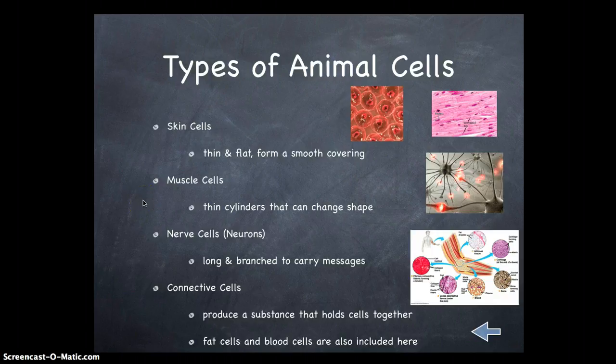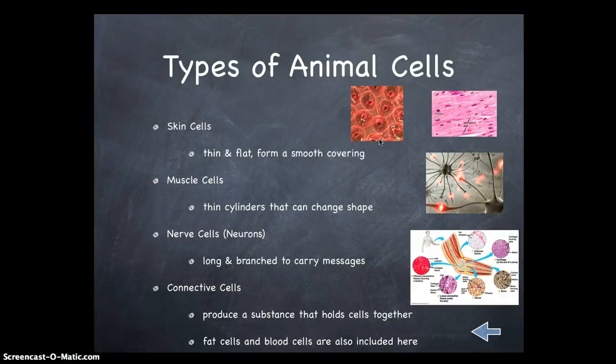Animals have four main types of cells. They have skin cells, or using the big fancy word, epithelial cells. They're thin and flat. They form a smooth covering. We find that on the outside skin of an organism. We can also find that type of cell covering an organ within an organism. And here's a picture of those skin cells.